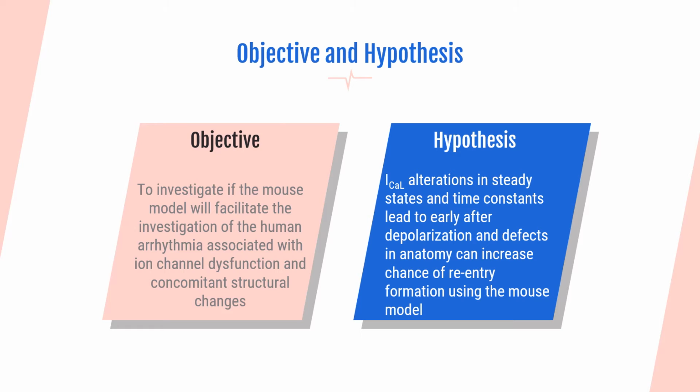So the objective of my thesis project is to investigate if the mouse model will facilitate the investigation of the human arrhythmia associated with ion channel dysfunction and concomitant structural changes. We hypothesize that changes in the L-type calcium channel in steady states and time constants lead to early after depolarization, and anatomical defects can increase the chance of re-entry formation using the mouse model.